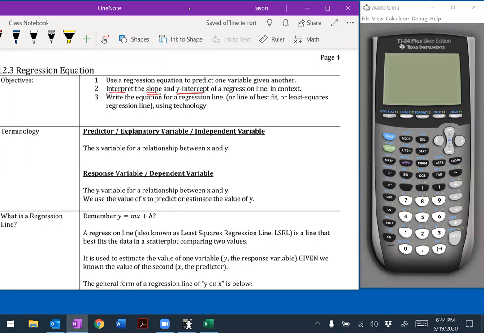Okay, terminology: predictor, explanatory variable, or independent variable. That's the x variable. The x variable is always the independent one. The response variable, or the dependent variable, that's the y variable. So think x independent, and that's always going to be the horizontal variable on a graph. And your y variable is your dependent variable, and that's always going to be vertical. That's always your vertical variable.